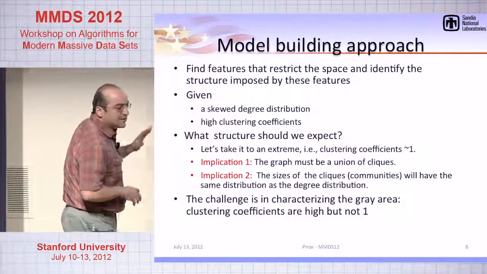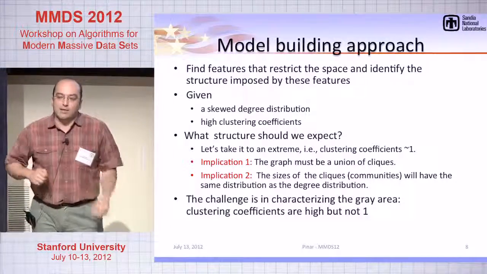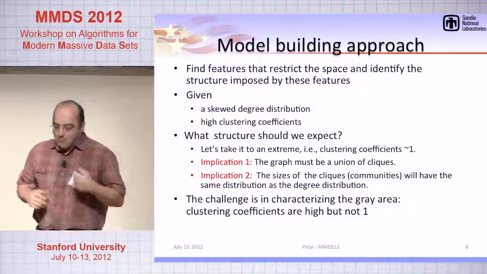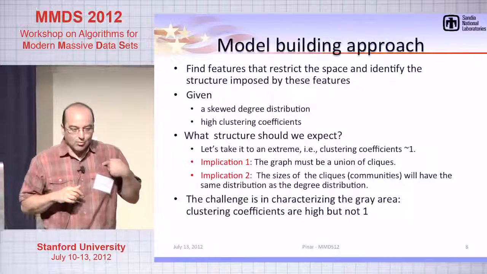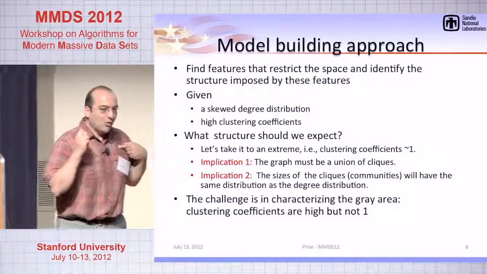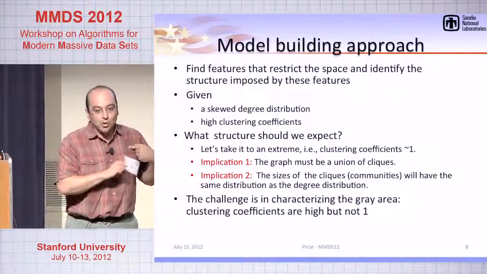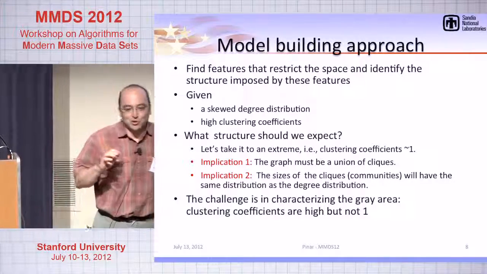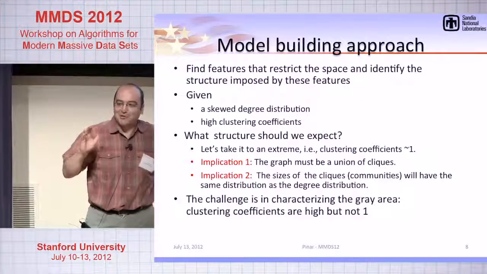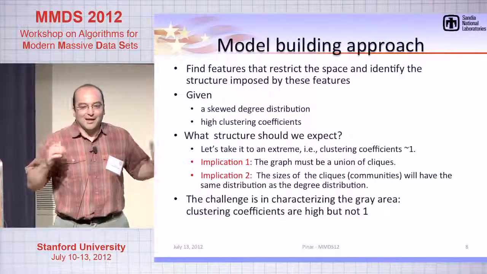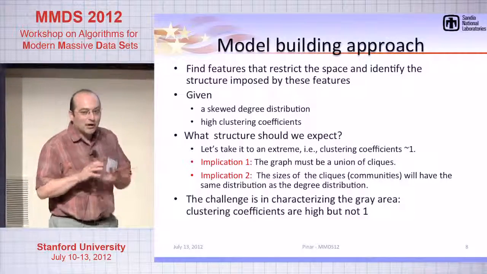Just as an exercise, let's take it to an extreme, and we want to make all the clustering coefficients to be 1. If my clustering coefficient is 1, what it means is, if you want to be friends with me, you should be friends with all of my other friends and nobody else, period. So I don't have any tolerance. My clustering coefficient is 1. And in graph theory, we call that a clique. Everybody is connected to everybody else.